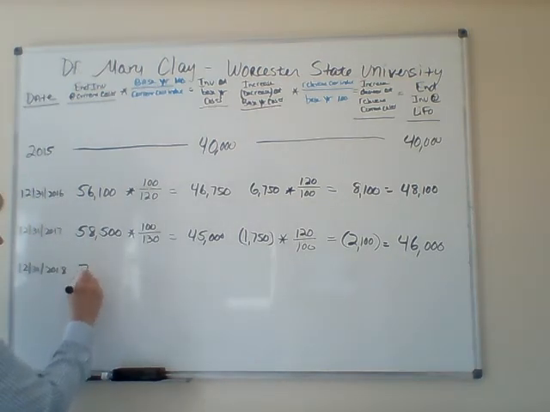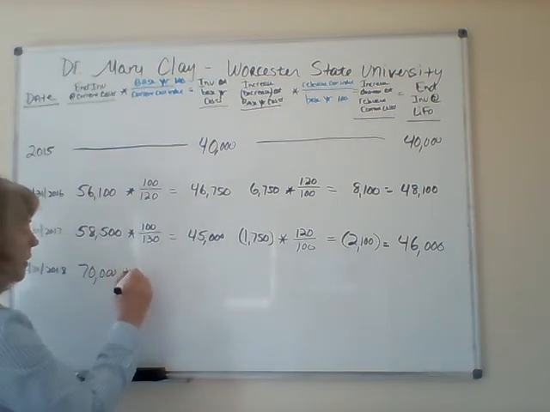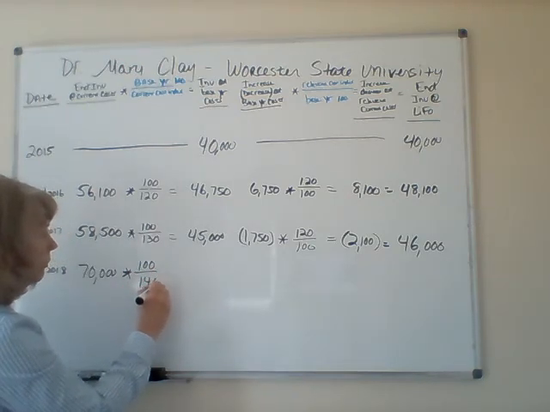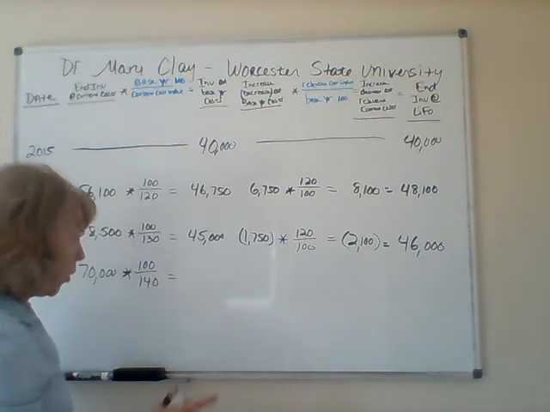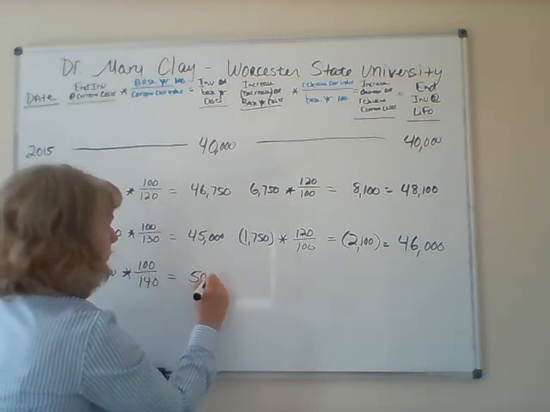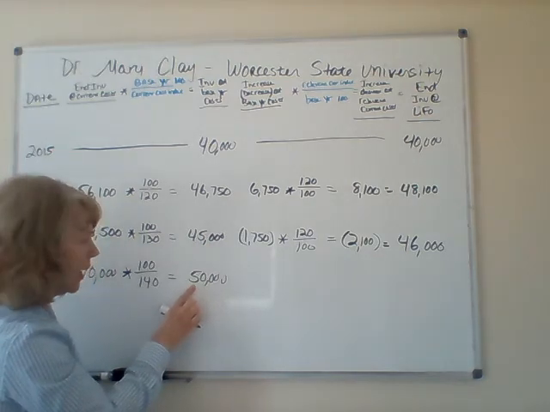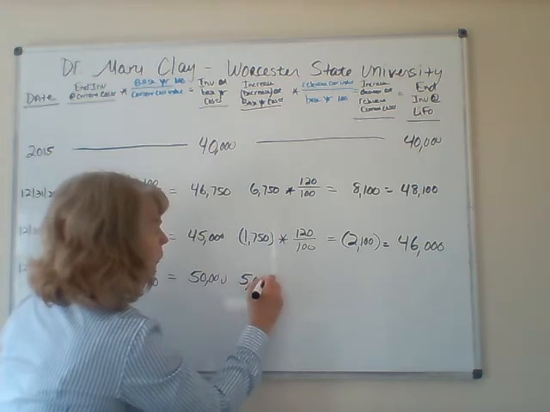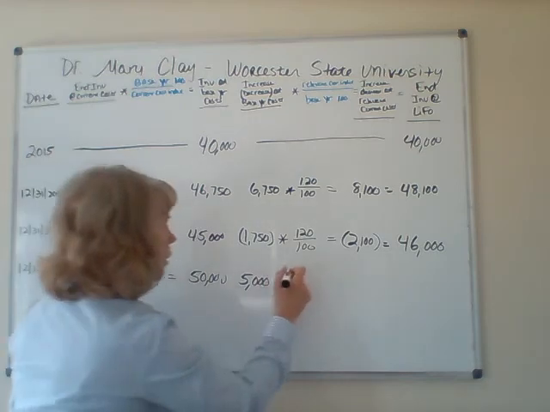Now I work on 2018. Again, I look what the price index is. The price index for 2018 is 140. I multiply it out, 70,000 times 100 divided by 140. That gives me 50,000. All right, I eye the layer before. Well, guess what? That's positive, right? So the difference between the two is 5,000, but that's positive. So I just flip my first fraction.